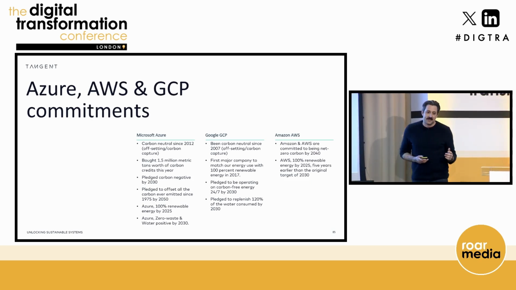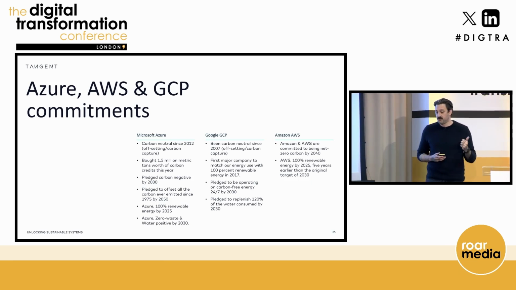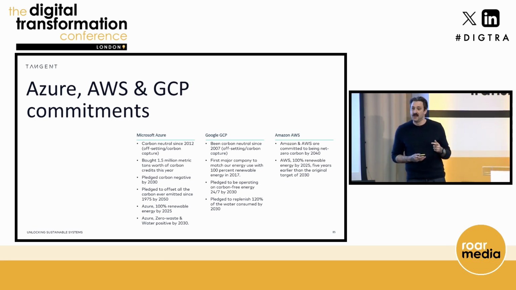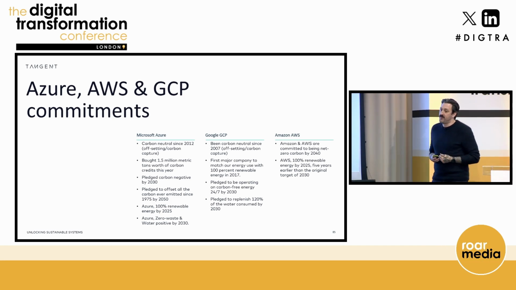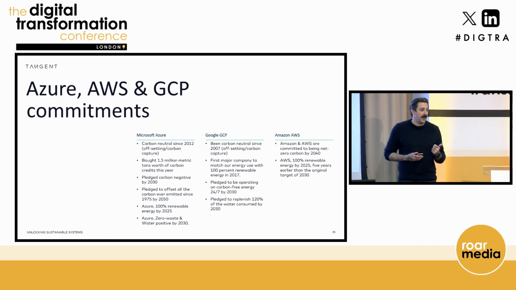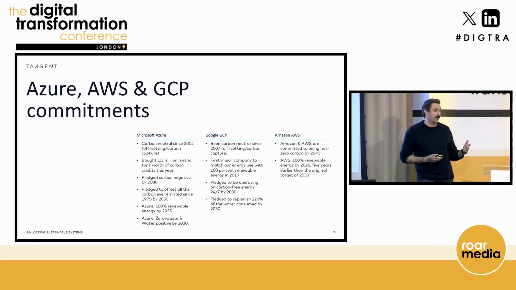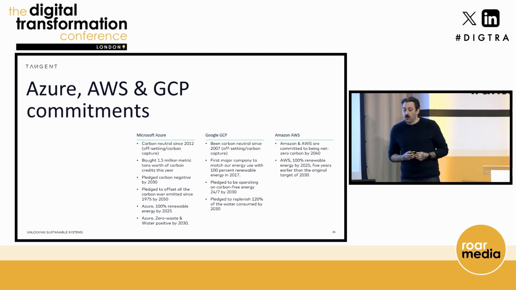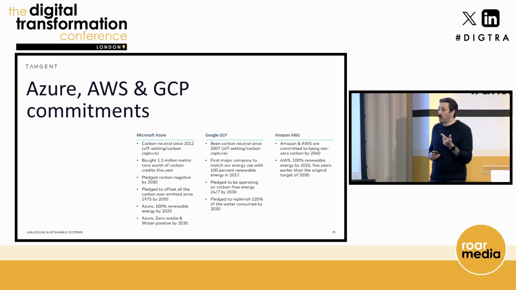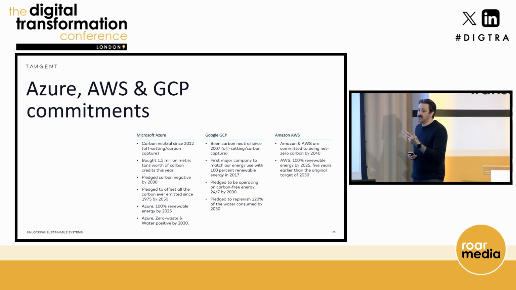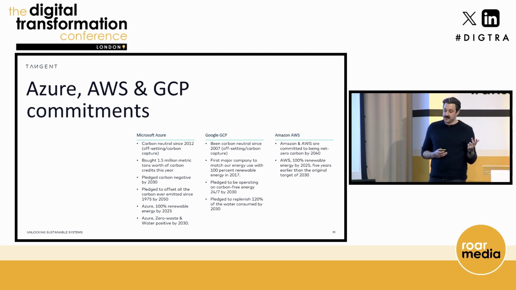So we talked about data centers. I'm going to talk a little bit about cloud. Here are some of the cloud commitments from the 3 major cloud providers: Azure, AWS, and GCP. I'm not going to go through them piecemeal, but it's important to note they all have carbon neutrality targets, and it's normally through a series of offsetting or carbon credits. They also are looking at using renewable energies, becoming water positive, and having zero waste policies for their data centers.